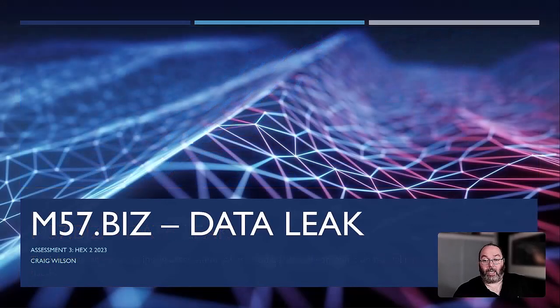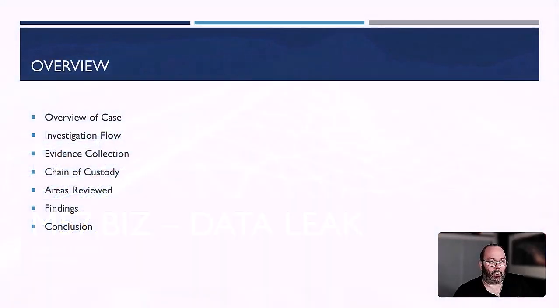Welcome to my data leak presentation. This is on company M57, an investigation into what happened with the data leak. During the process, I will cover a number of things: what the case is and what information we're trying to identify, the flow of the investigation, some of the evidence collected, the chain of custody, areas that were reviewed, then move into findings, show some of the evidence that was collected, and a conclusion.